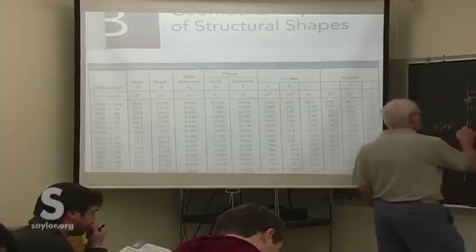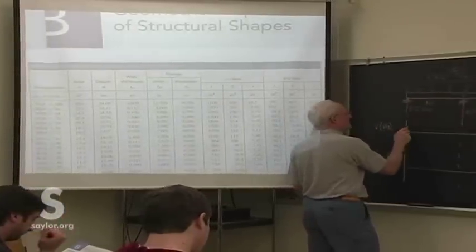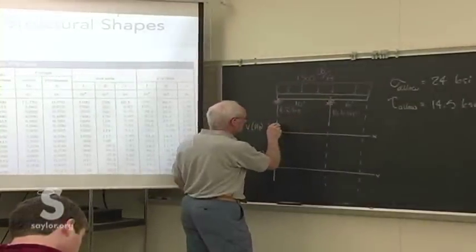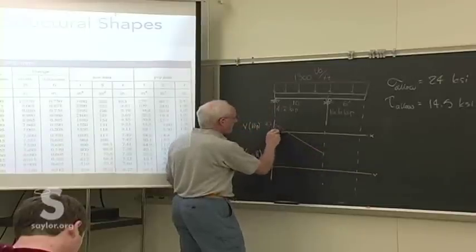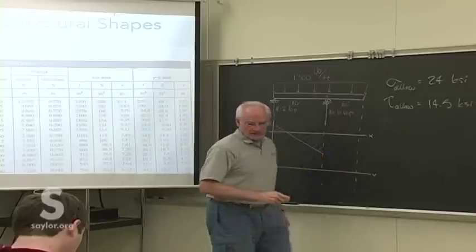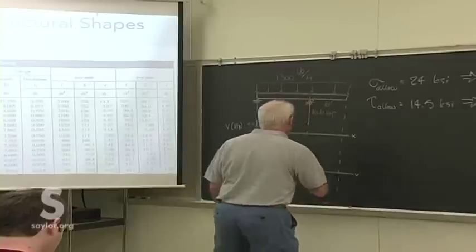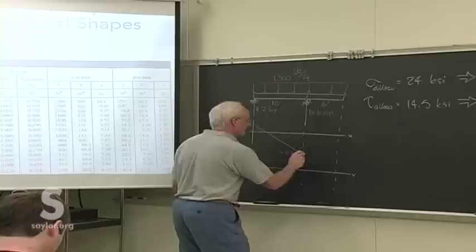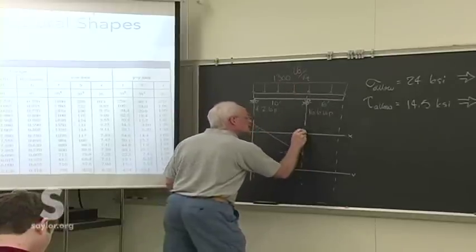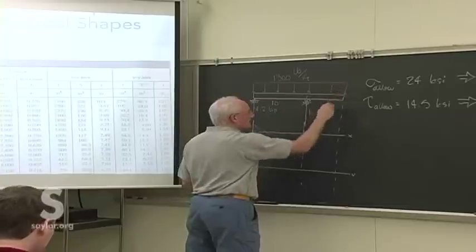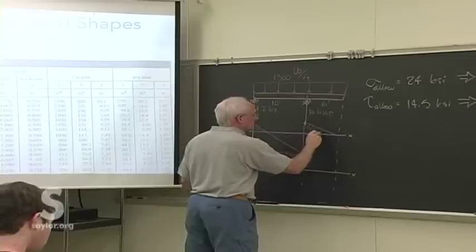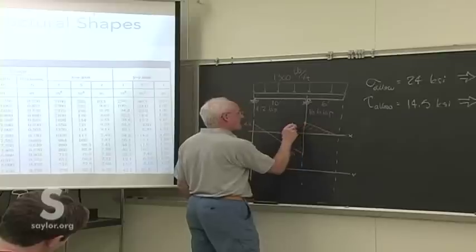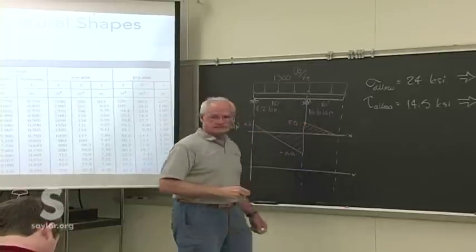Okay. So, .2, and then it goes down at a slope of 1300. Jump up of 16.6, and then finishes at 0. So that jumps up to 1.78. Looks about right.